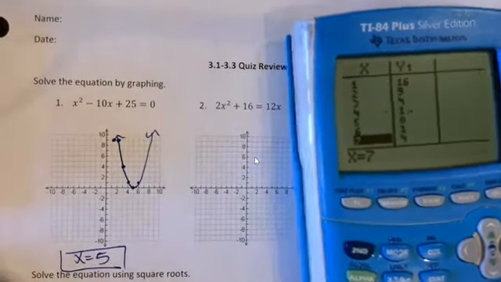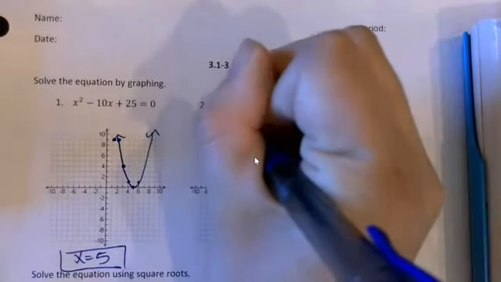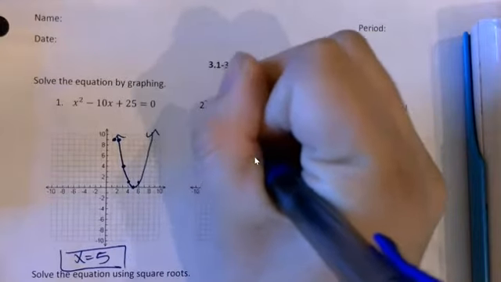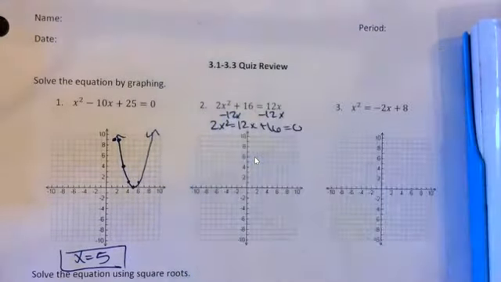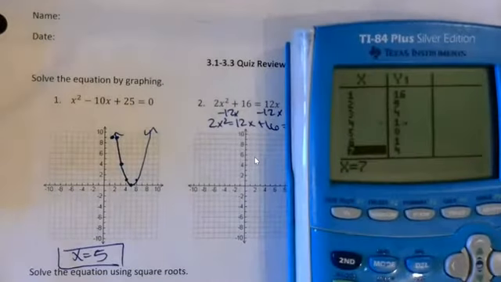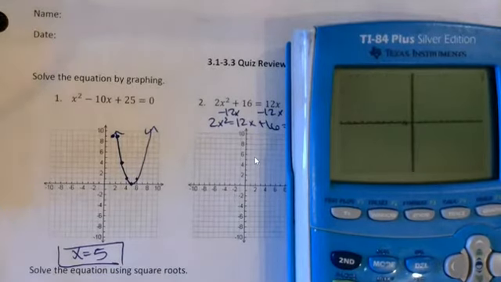Okay. Same thing for number 2, except I have to get this equal to 0 first. So I'm going to subtract 12x on both sides. I have 2x squared minus 12x plus 16 equals 0. And I'm going to go ahead and graph that. So I go back to y equals, I type 2x squared minus 12x plus 16, and I graph it.